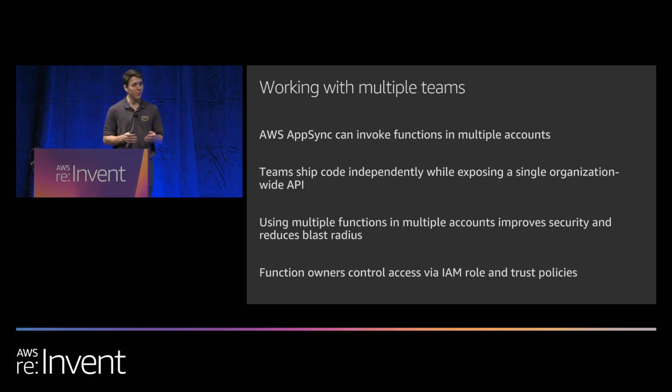From an operational standpoint, this allows teams in your organization to ship code independently. It also reduces blast radius, so if you make one bad deployment to one section of code, it will not impact the entire organization and the entire API. Using multiple functions in multiple accounts is also kind of a best practice from a perspective of reducing blast radius and improving security.